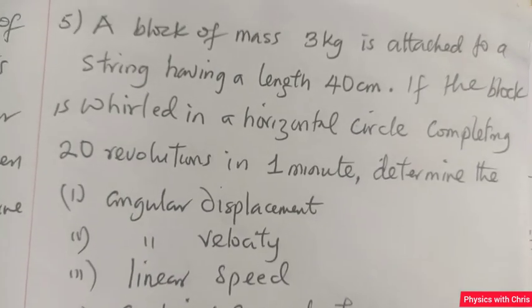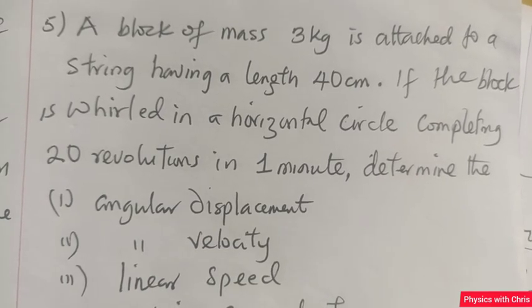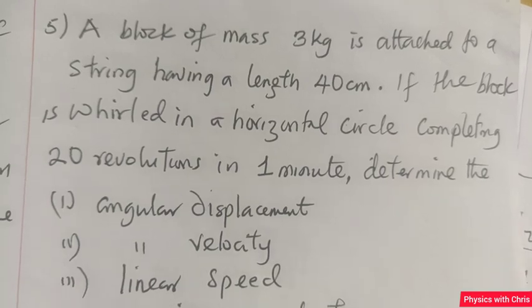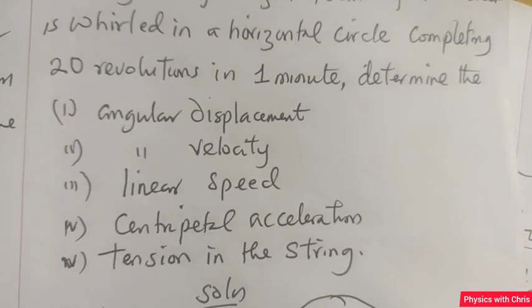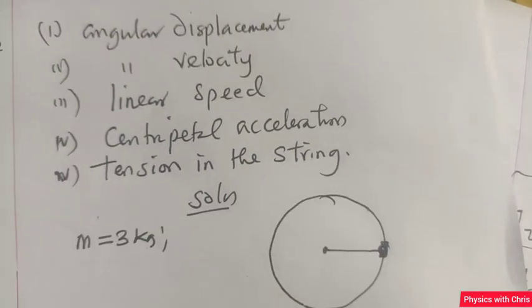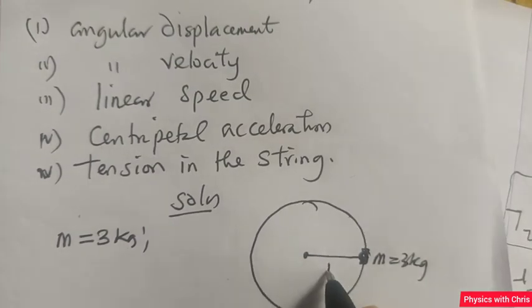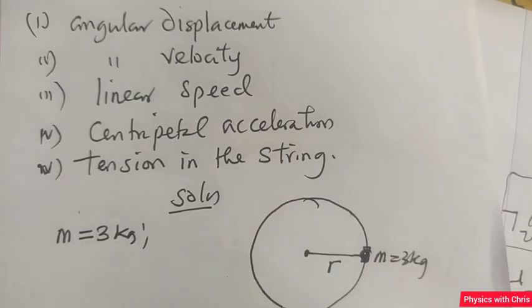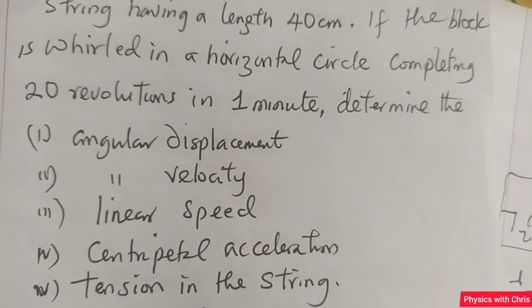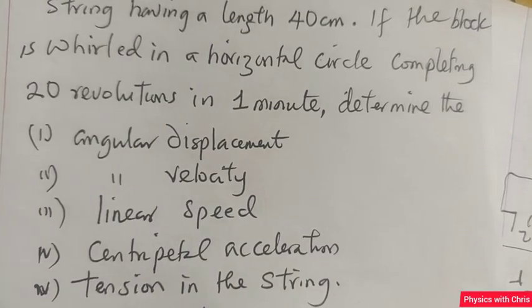So let's write down the parameters given in this question. The mass of the block is 3 kg. We're also given the length of the string, and I always say the length of the string equals the radius. In my diagram here, this is a block of mass m, which is 3 kg. Now the length of the string equals the radius of the circle. That is, when the block of mass starts moving in this circle, the length equals the radius. So I need to express that in meters. That will give me 0.4 meters, because the length of the string is given as 40 cm.